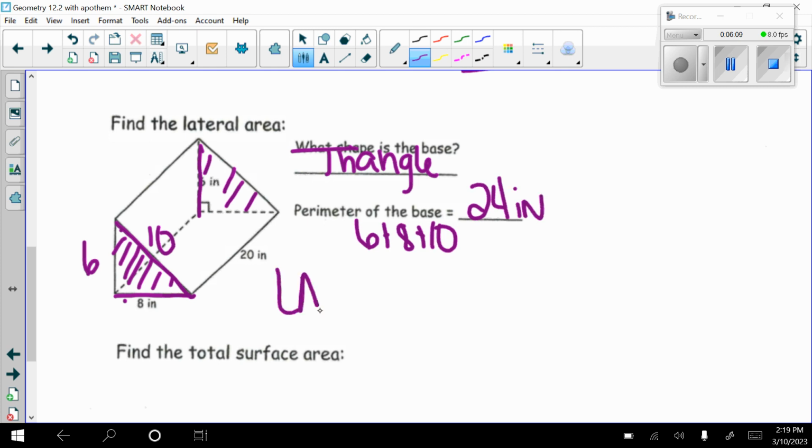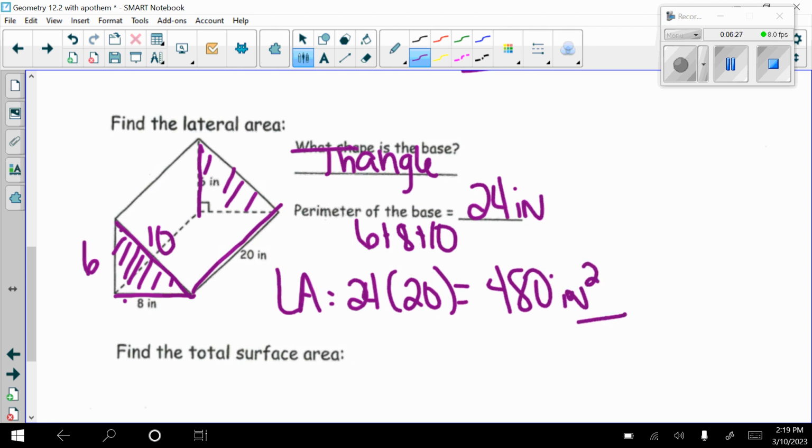So then my lateral area is my perimeter, 24, times the height of the prism. So when I'm looking at the height of a triangular prism, I'm not looking at the base, right? So the height of the prism is this 20. So 24 times 20, which is equal to 480 square inches.